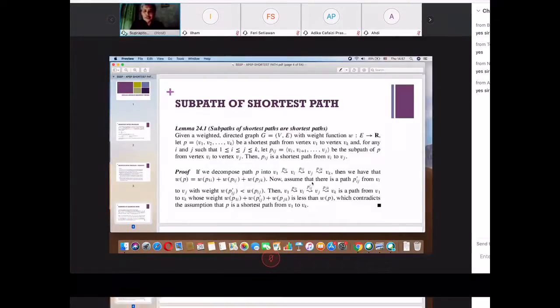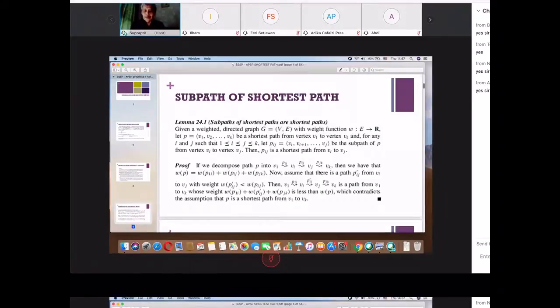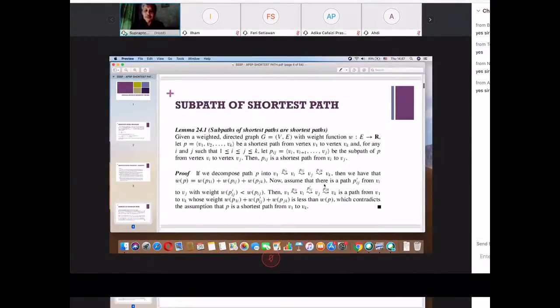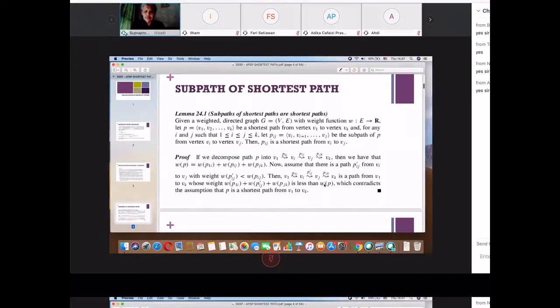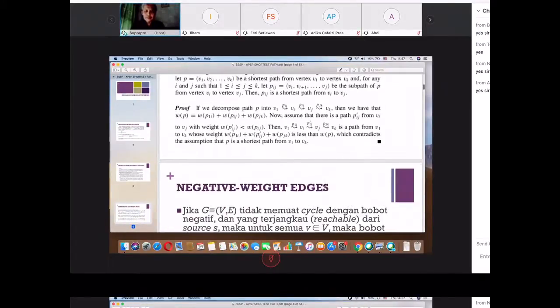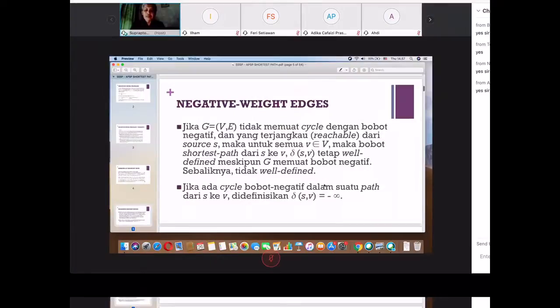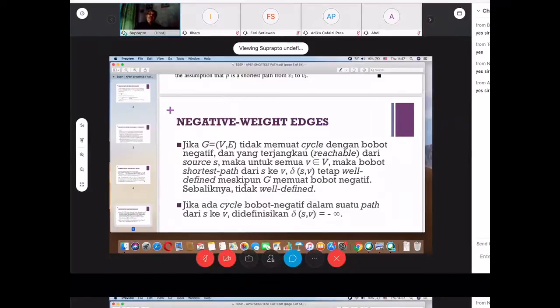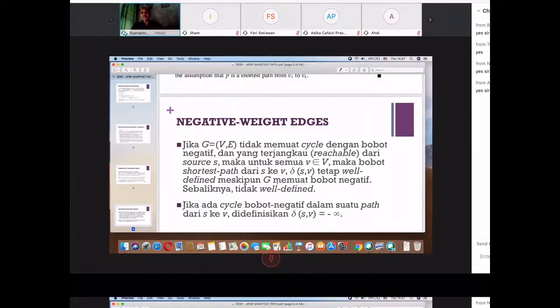Is it obvious, everyone? You may interrupt me if you have any questions. I'm sorry. This I forgot to translate in English. Well, this just one page. Yeah, it's about the negative weight of edges.